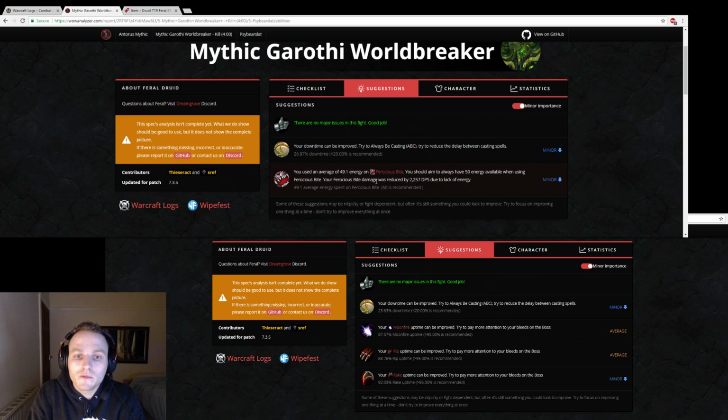the saving. So with Ferocious Bite, you want to use it if you have 50 or more energy, because you have an increase of damage the more energy you have, up to 50 energy. I think it costs 35 energy to use Ferocious Bite, but for every point of energy more, you do increased damage up to 50 energy. So you want to save it till 50 energy.